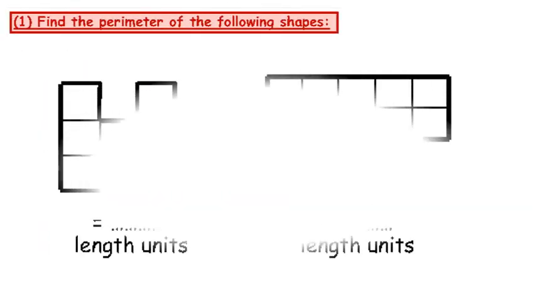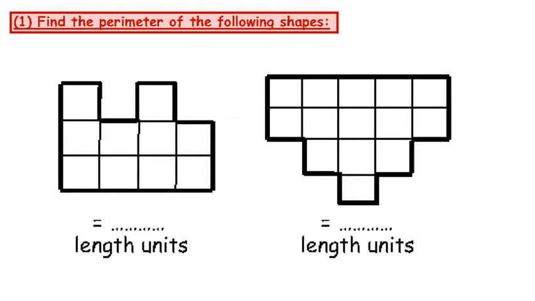Find the perimeter of the following shape. I want to know the length of the outline. Count the length units. 1, 2, 3, 4, 5, 6, 7, 8, 9, 10, 11, 12, 13, 14, 15, 16. The perimeter equals 16 length units.